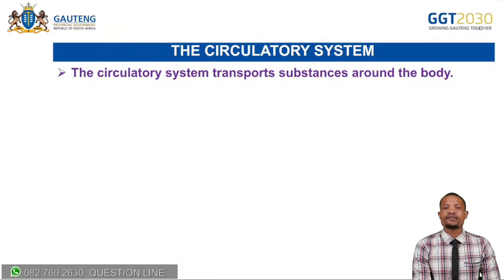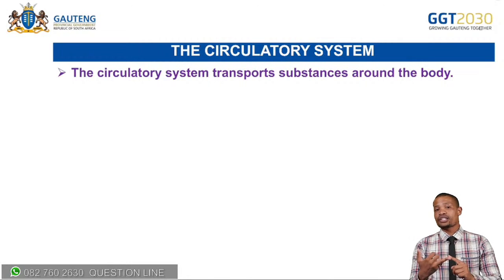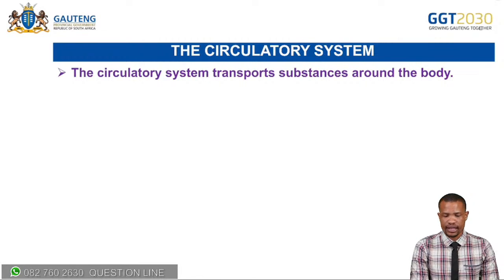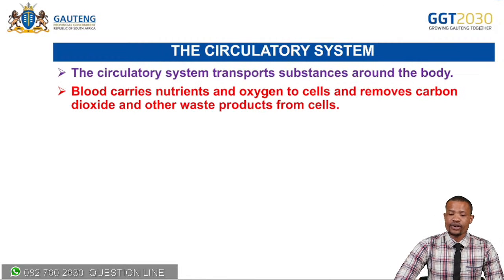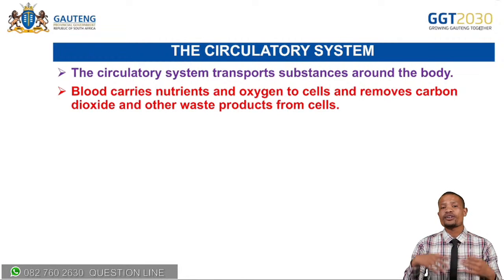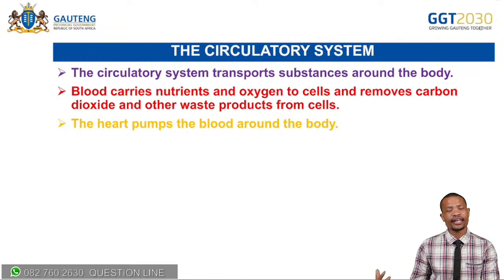Right, so the circulatory system transports substances around the body. These can be substances such as oxygen, carbon dioxide, nutrients, and particularly glucose. The blood carries nutrients and oxygen to cells and removes carbon dioxide and other waste products from the cells. It carries nutrients that are needed by the cells, and it takes away the carbon dioxide that is not needed, which is produced as a byproduct of cellular respiration. So the heart pumps this blood around the body. It provides it with pressure or kinetic energy so that it can move around the body.